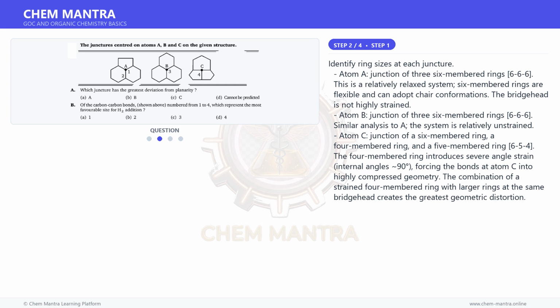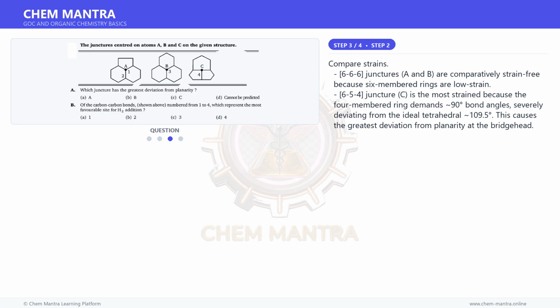Atom C, junction of a 6-membered ring, a 4-membered ring, and a 5-membered ring, 6-5-4. The 4-membered ring introduces severe angle strain, internal angles of about 90 degrees, forcing the bonds at atom C into a highly compressed geometry. The combination of a strained 4-membered ring with larger rings at the same bridgehead creates the greatest geometric distortion.